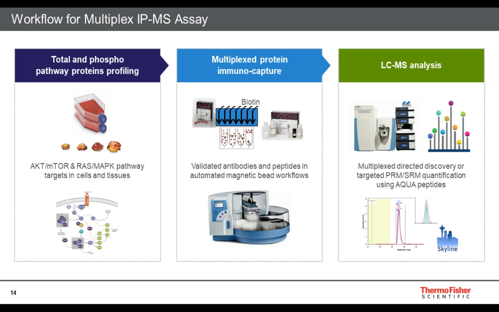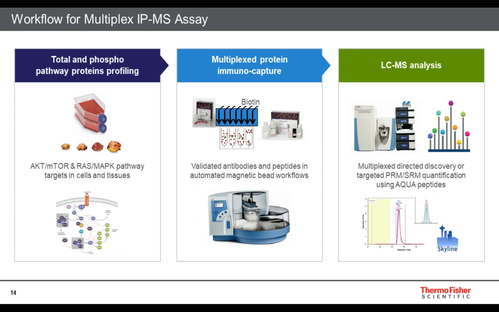Now, in contrast to the Western workflow, this is the workflow for multiplex IP-MS assays. We have selected 12 total and 12 phosphorylated protein targets from the AKT mTOR pathway, as well as 12 total targets from the RAS MAPK pathways for this multiplex IP-MS assay development. We have validated antibodies for each of these targets and used them, and bioaccumulated them and created the IP-MS module that I previously talked about, as well as the peptides for quantitation.